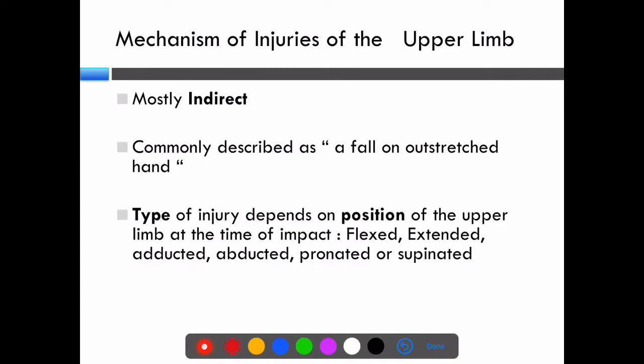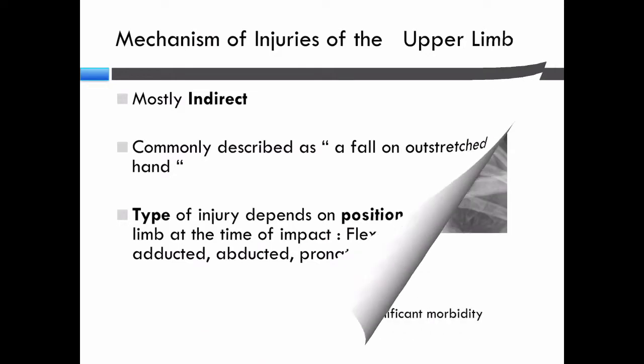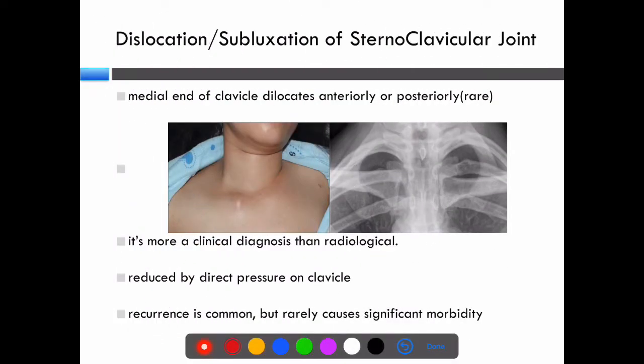Most of the injuries in the upper limb are indirect. The mechanism is mainly described as a fall on an outstretched hand. Depending on the position, it may be a flexed or extended arm, which will cause a corresponding deformity. So first we'll discuss the dislocation and subluxation of the sternoclavicular joint.